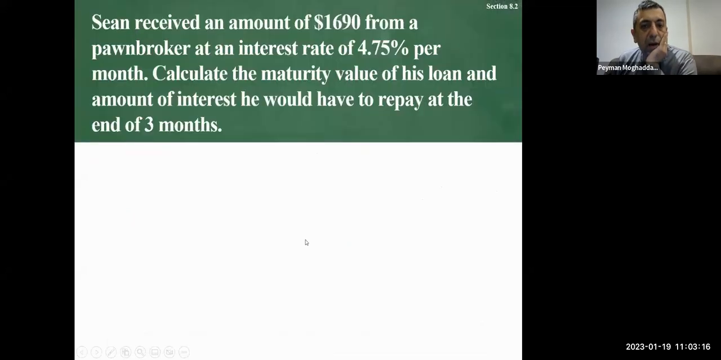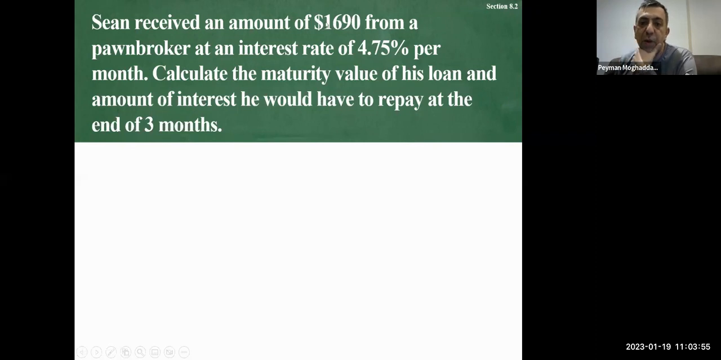Okay. All right. So Sean received an amount of 1690 from a pawnbroker at an interest rate of 4.75%. Okay. He received this amount at the beginning. So it's the principal amount, and the interest rate is per month, guys. 4.75% per month. Calculate the maturity value of this loan and the amount of interest he would have to pay to repay at the end of 3 months. Okay. So this is per month. Don't forget, this is per month. So per month you have to pay this. So after 3 months, calculate the maturity value and interest.